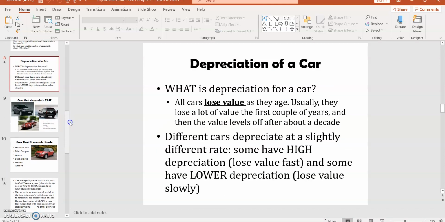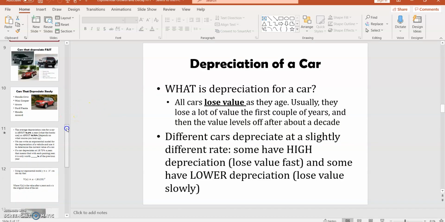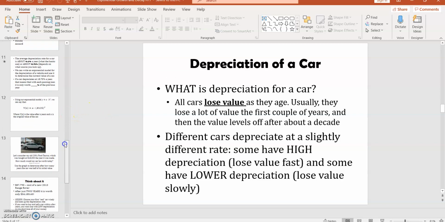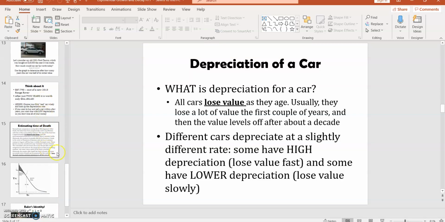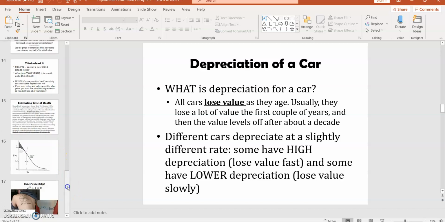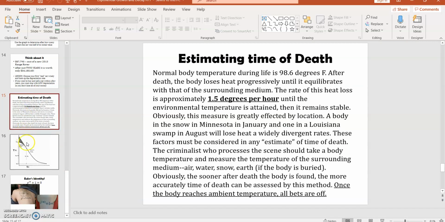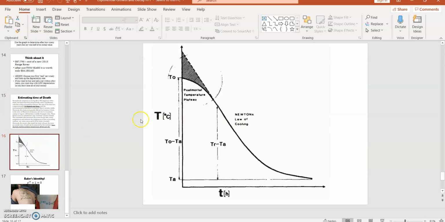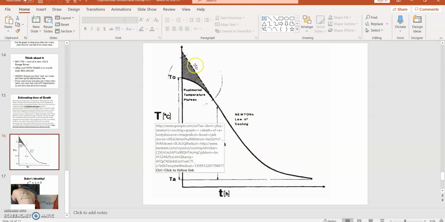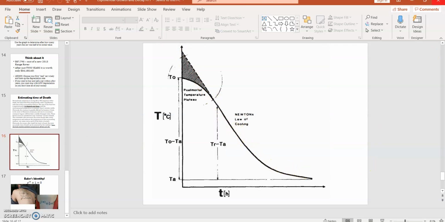Depreciation of a car. Cars depreciate based on an exponential model as well. They lose a lot of value at first and not so much value as time goes on. Another application, it's kind of a depressing one, is estimating time of death. Chemistry people, you might have heard of Newton's law of cooling. That's based on an exponential model as well. You have steep decay at first, which then levels off. And that's how forensic scientists go to a crime scene and can determine or estimate whenever someone died.